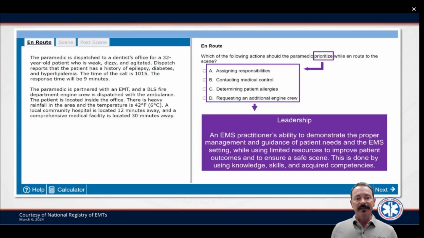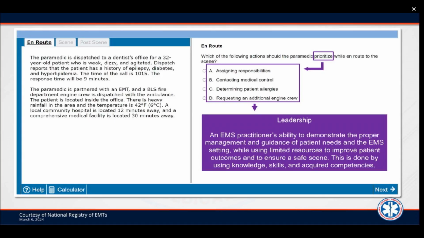Okay, so now this other question on what it's looking for as far as leadership. Okay, so this is en route. You've been dispatched and you're en route. The paramedic is dispatched to a dentist office for a 32-year-old patient who is weak, dizzy, and agitated. Dispatch report, the patient has a history of epilepsy, diabetes, and high cholesterol. That's what that term means. The time of the call is 10:15. That'd be 10:15 a.m. The response time will be 9 minutes.